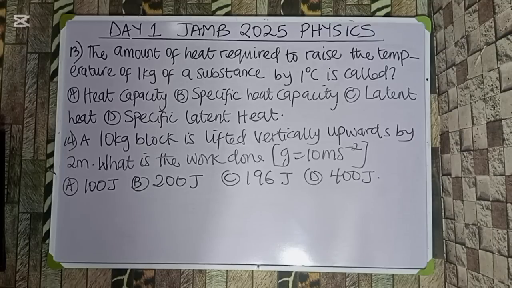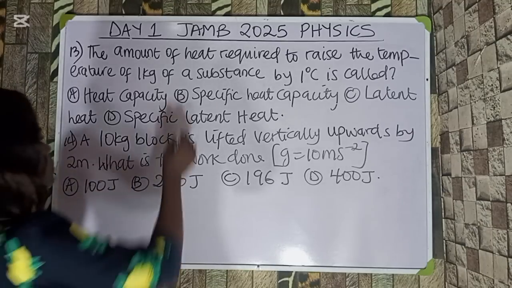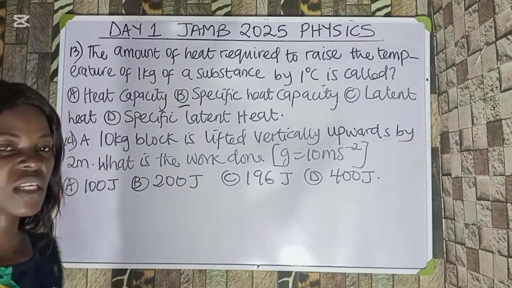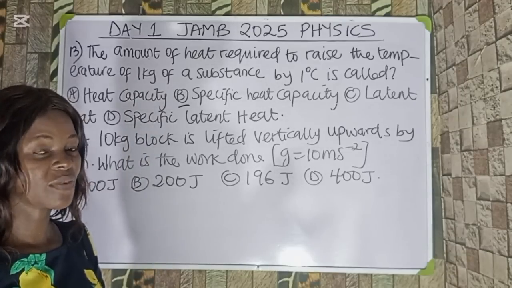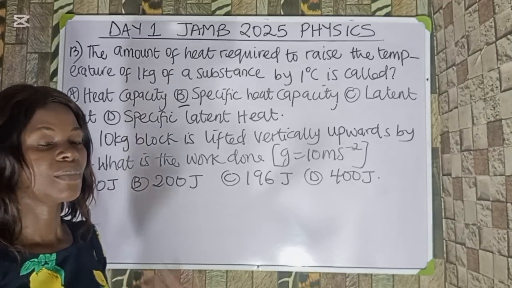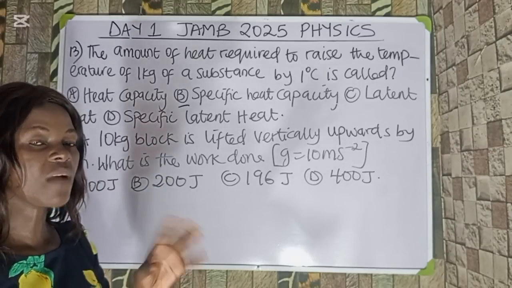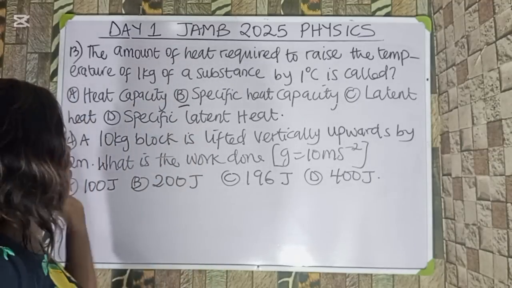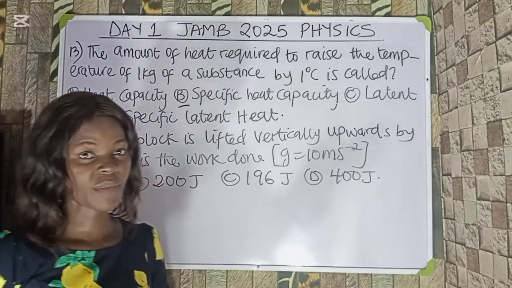Question 13. The amount of heat required to raise the temperature of 1 kilogram of a substance by 1 degree Celsius is called option A, heat capacity. Option B, specific heat capacity. Option C, latent heat. Option D, specific latent heat. So the correct option to this question is option B, which is specific heat capacity, because it's the quantity of heat required to raise a unit mass of a substance by 1 Kelvin. But if you are considering the whole of the body, we now consider heat capacity. I hope that is clear.